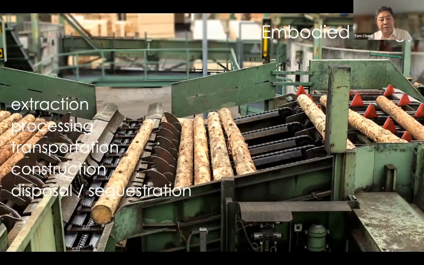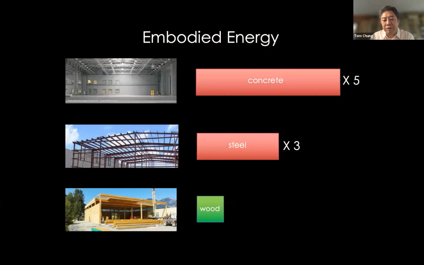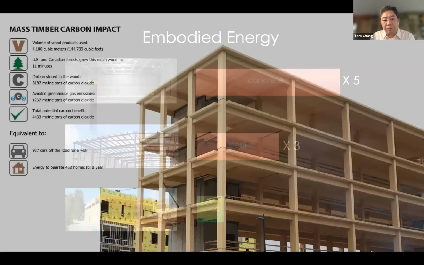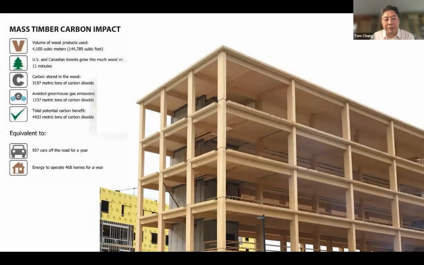So when we consider the whole embodied energy, from extraction, processing, transportation, construction, disposal, and sequestration, we can see that in comparing the three major building materials, wood is far less carbon intensive than steel and concrete: about 3 times less than steel and 5 times less than concrete. So what does that mean for a typical building?